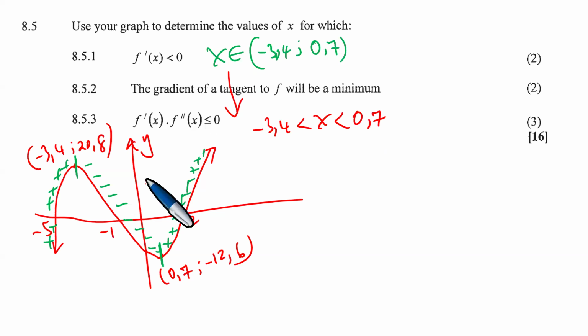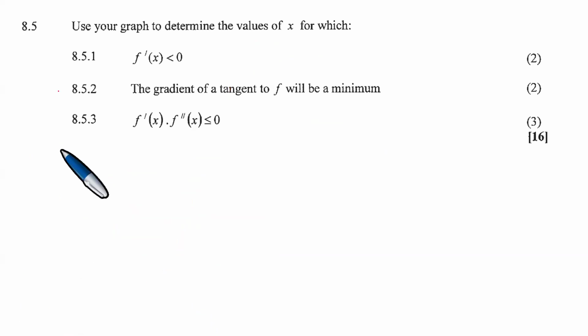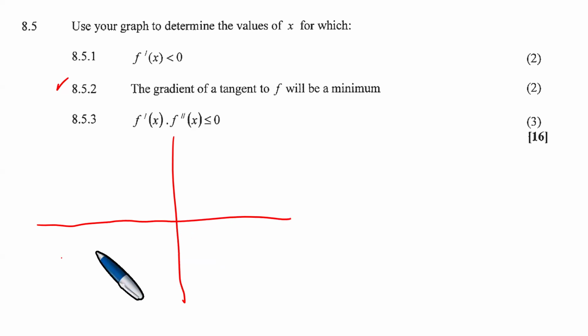I keep losing you, I don't know why, it's technology. Forgive me if I lose you, because I should not lose anybody. The gradient, the slope, is negative because the function is going downslope between -3,4 and 0,7. Okay, just note those things there. We'll look at the next one.